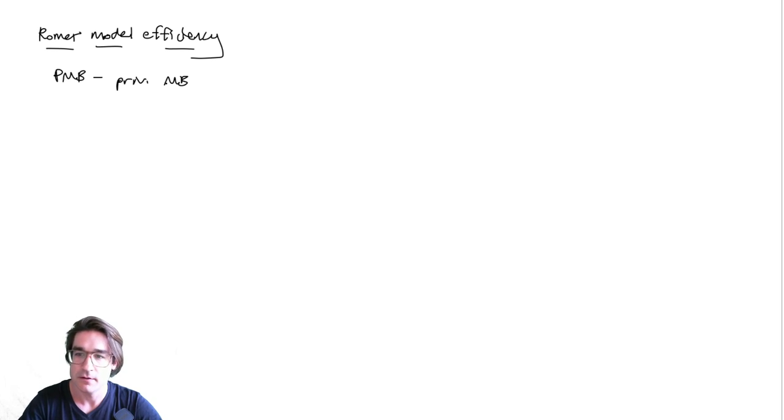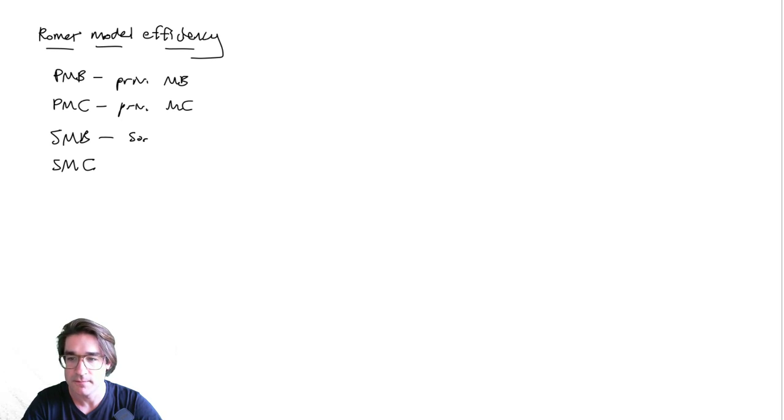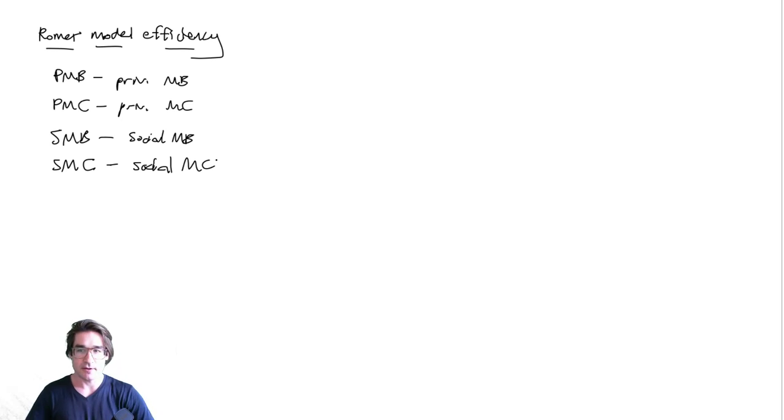Okay, so PMB, we're going to say, is the private marginal benefit. And then PMC, you can figure that out. That's private marginal cost. And then we're going to have SMB and SMC, which are social marginal benefit and, in that last quadrant, social marginal cost. So we're going to think about those and basically the social optimum.